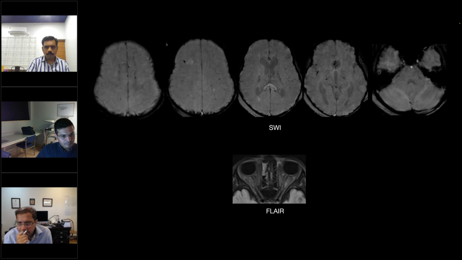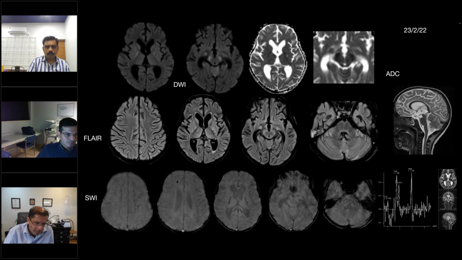On the SWI sequences, you can appreciate multiple microhemorrhagic foci involving the bilateral cerebral hemispheres. The white and gray matter is involved. The central white matter is involved. The corpus callosum also demonstrates these microhemorrhagic foci. In the posterior fossa, you can appreciate tiny foci in the middle cerebellar peduncles and the lower aspect of the brainstem. There are no edematous changes in the optic nerves.